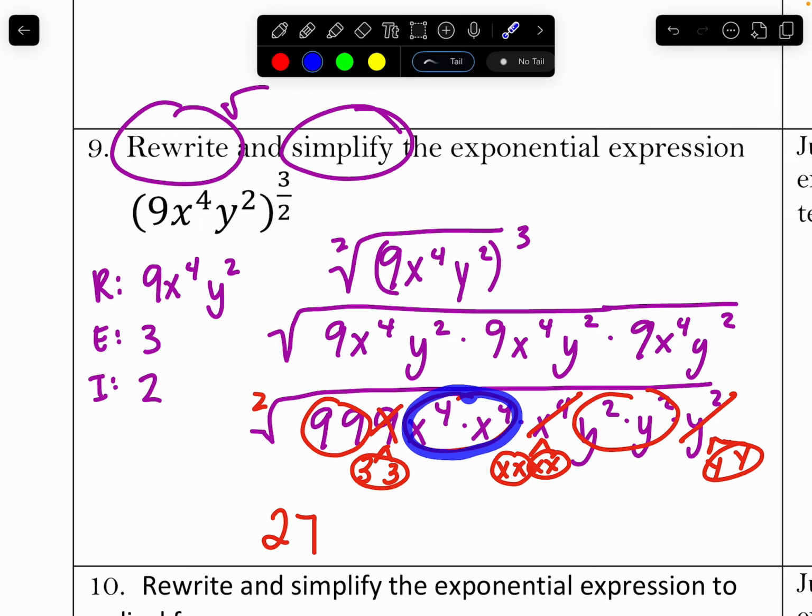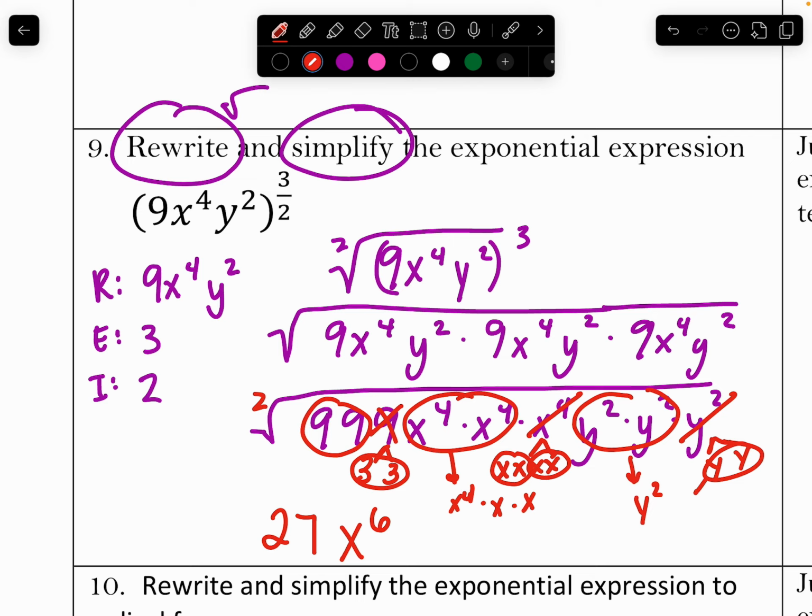I have 1 pair of x to the 4th. Another pair of x and x. That's gonna be x to the 6th, right, because this is gonna be x to the 4th times 1x times 1x. That's x to the 6th. Same here. I have 1 pair of y squared, 1 pair of y. So it's gonna be y cubed. So this would be your answer.